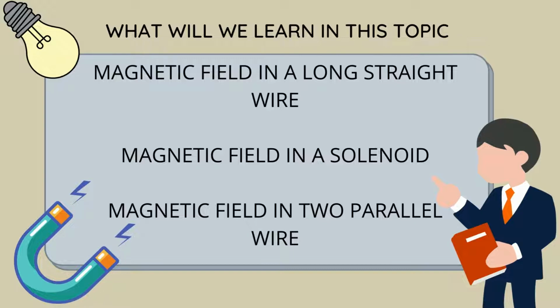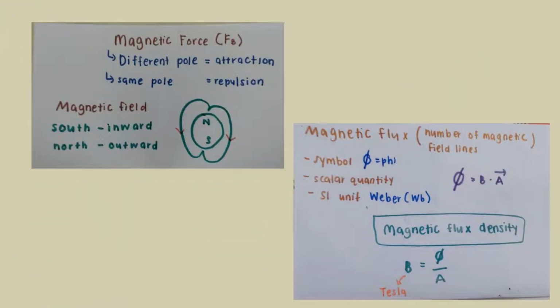The first one is magnetic field in two parallel wires. Second, magnetic field in a solenoid. And lastly, magnetic field in a long straight wire. Let's see some additional notes.